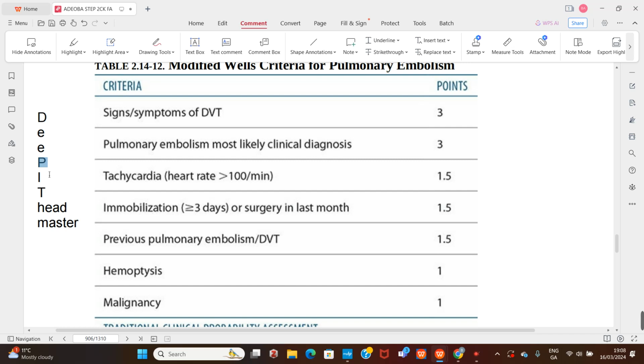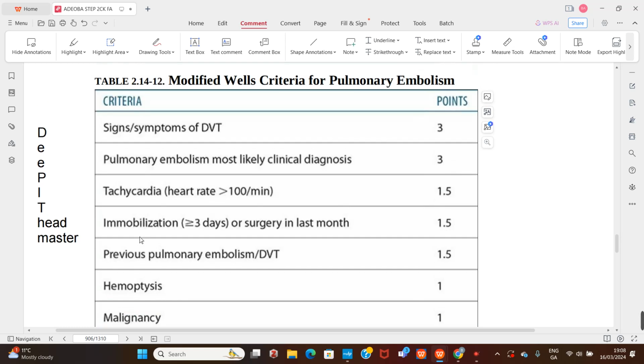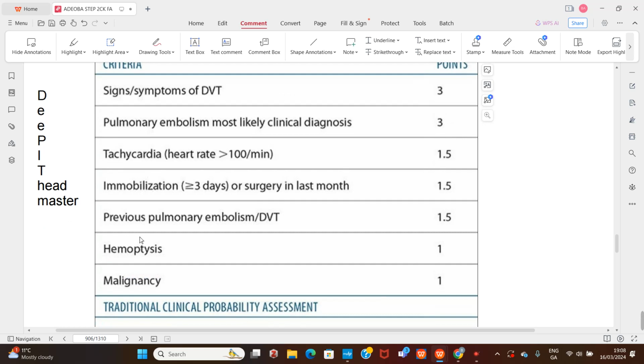Then the next P, which is a previous DVT or PE, the I for immobilization or surgery, and the T for the tachycardia, heart rate greater than 100. So the tachycardia, the immobilization, and the previous PE or DVT, the PIT, they are taking 1.5 each, while the last one, which is the headmaster, is taking 1. So DP 3, 3, PIT 1.5, and the HM headmaster 1, 1.